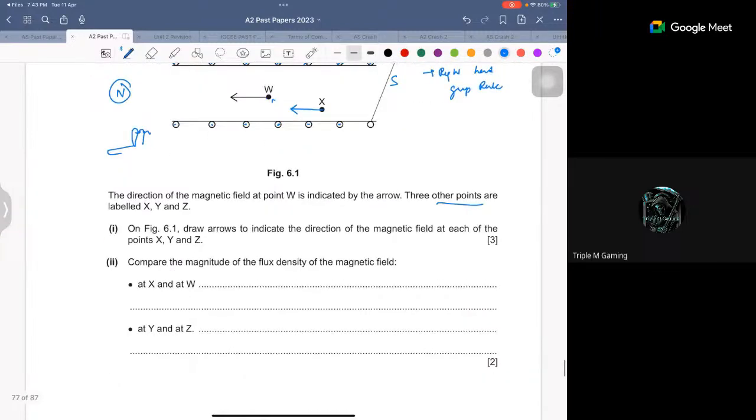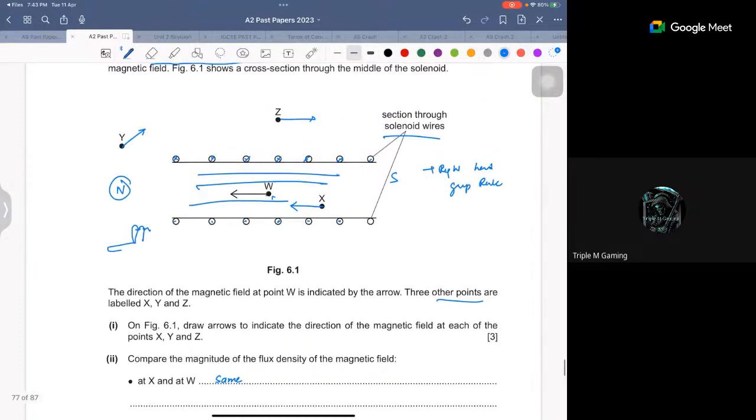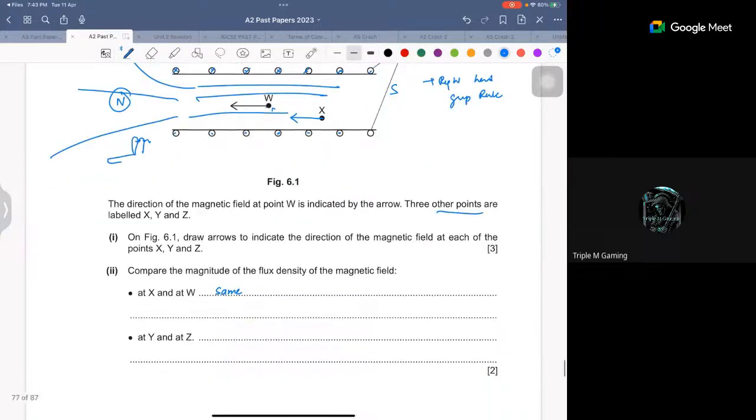Anyway, it says compare the magnitude of flux density of magnetic field at X and W. Within the core, they're parallel and at equal distance, so they will be the same. And Y and Z: the magnitude is greater at Y, because here the field is stronger and here the field is weaker, so greater at Y than Z. That's all. This is an O level question.